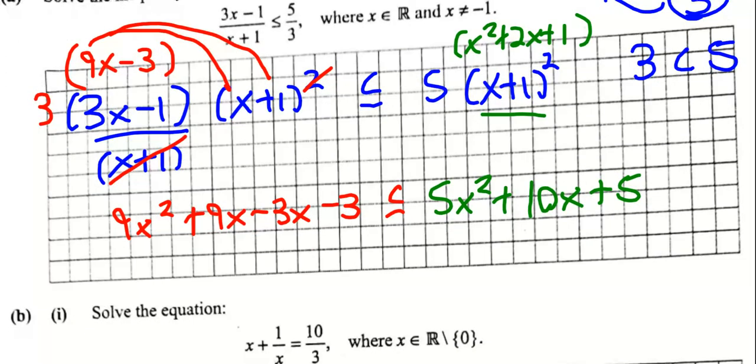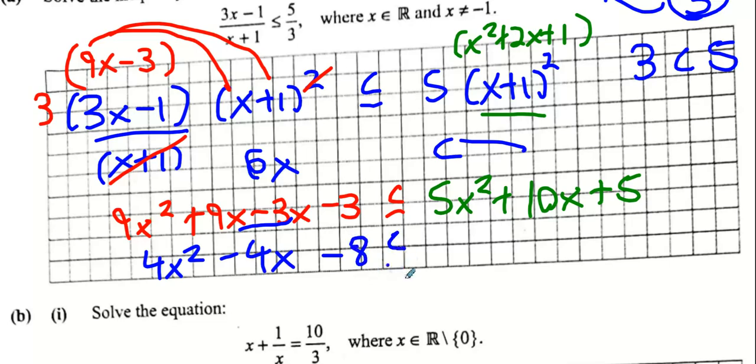Now, okay, guys, so what do we get now? 9x squared, take away 5x squared, 4x squared. That's 6x, and then bring over to 10x minus 4x, and minus 3 minus 5, minus 8, less than or equal to 0. Divide both sides by 4. x squared minus x minus 2 less than or equal to 0.